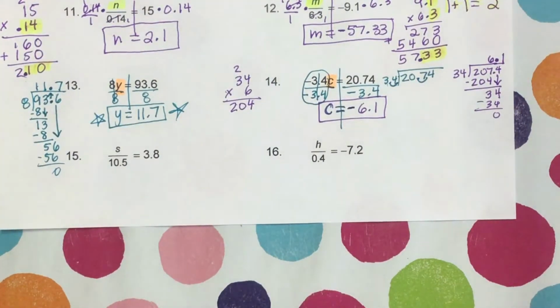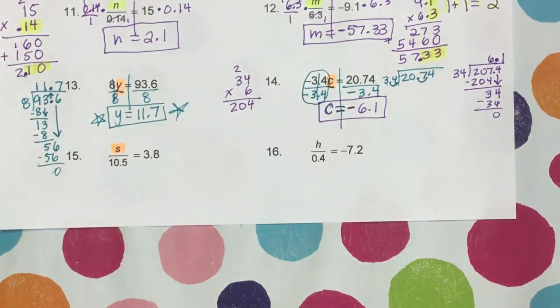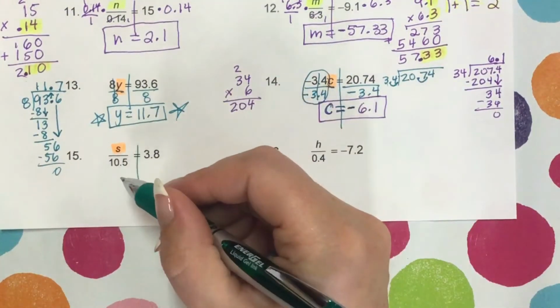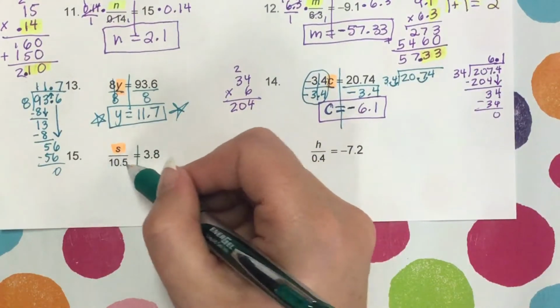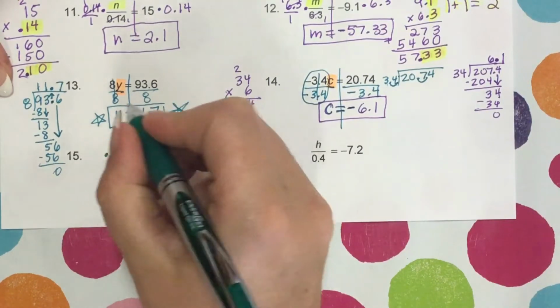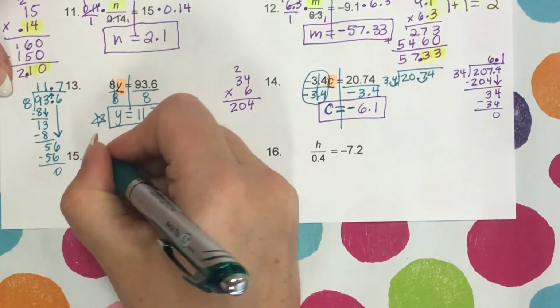Okay, on number 15, we are trying to figure out what S is. That means we need to get S by itself on this side of the equation sign. Is it by itself? No, of course it's not. It's S divided by 10.5. So we need to do the inverse operation of division, which would be multiplication. We're going to multiply both sides by 10.5.